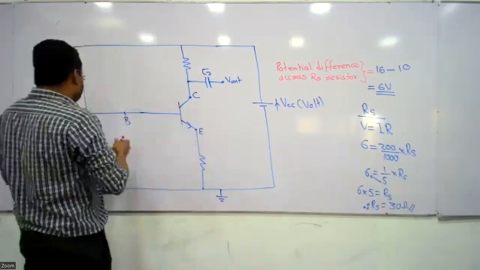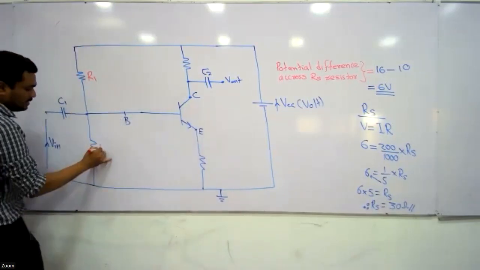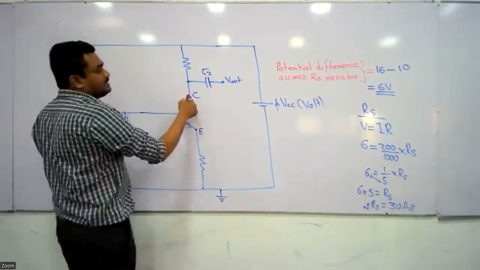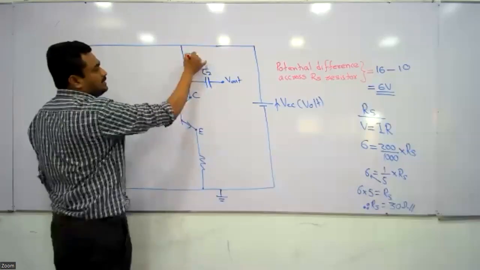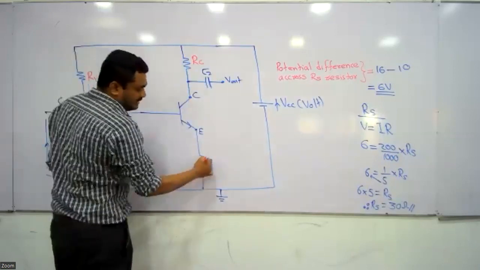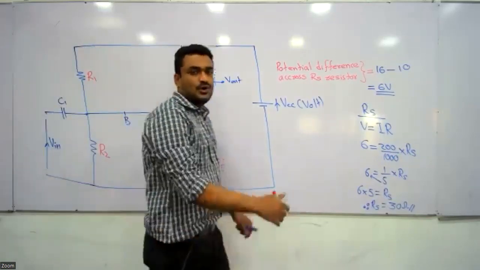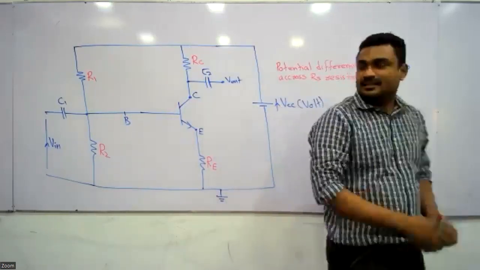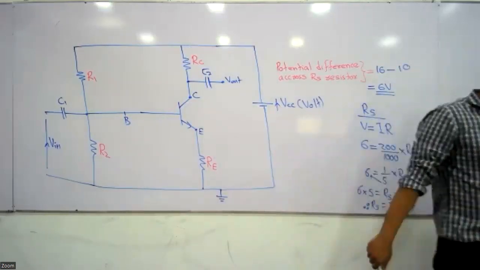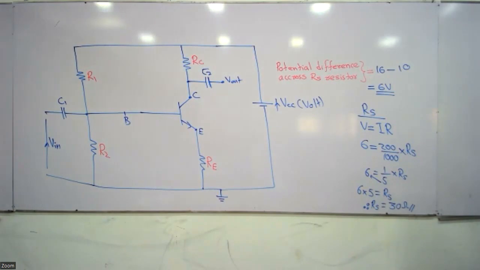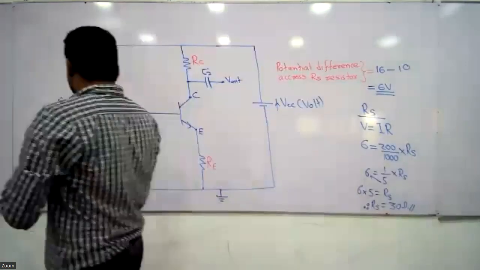The resistors are named as R1, R2. The resistor connected to the collector, RC. The resistor connected to the emitter, RE. That's all. This is known as a common emitter amplifier. Right? Simple. E, Roman number 1.